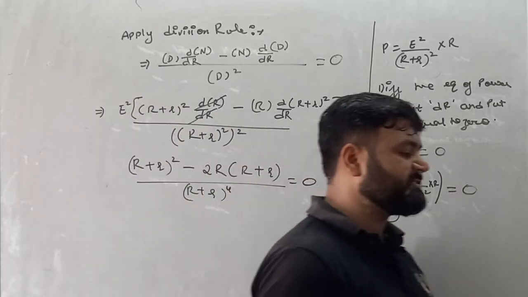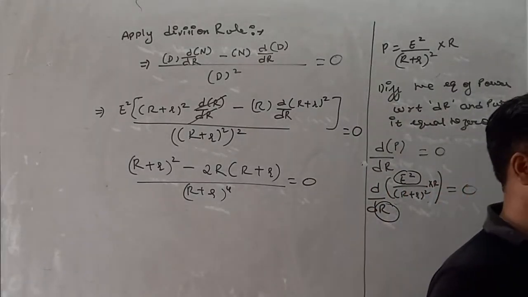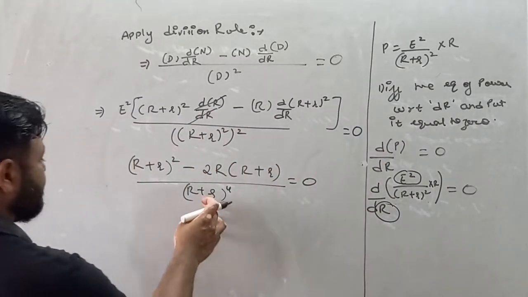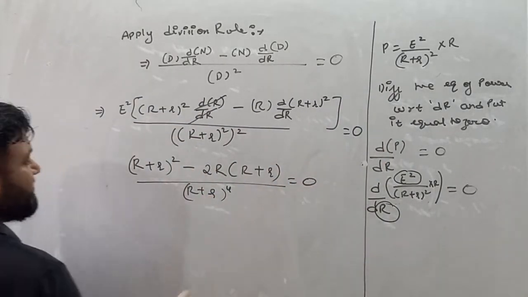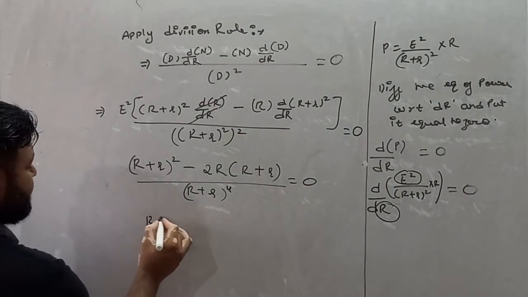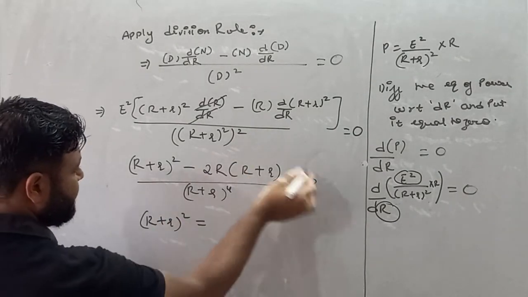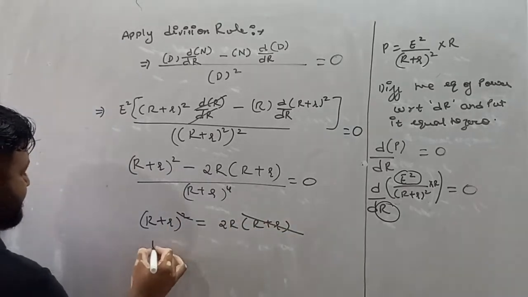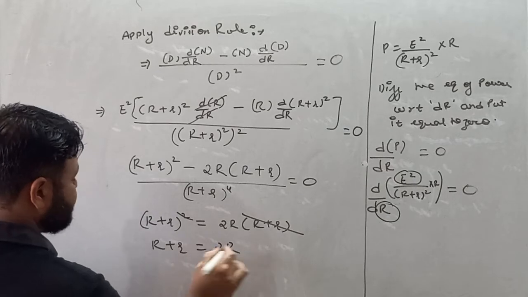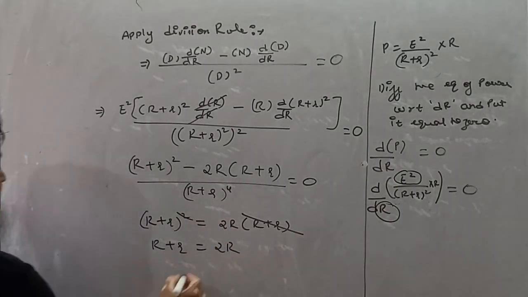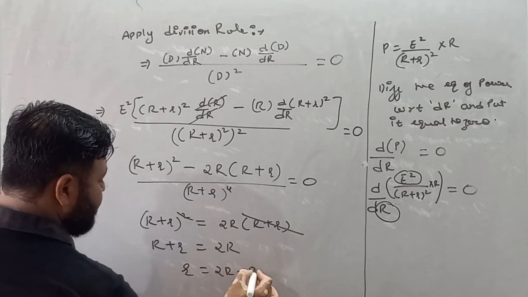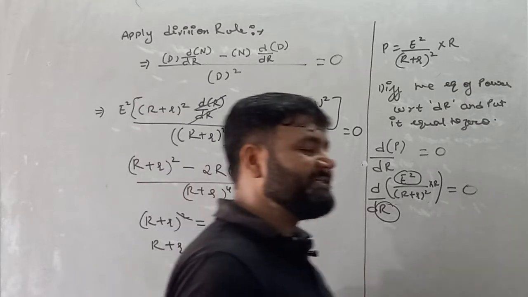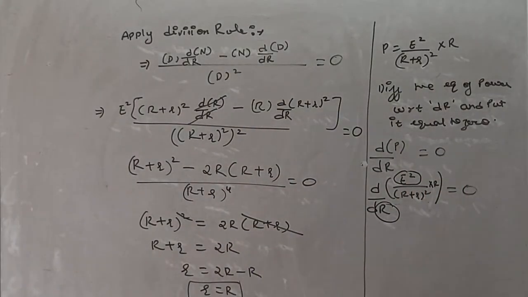So (R+r)² minus 2R(R+r) is equal to 0. Now take (R+r)⁴ to the other side, so this becomes 0 again. So (R+r)² is equal to 2R(R+r). Now see, one (R+r) and one (R+r) get cancelled, so R+r becomes equal to 2R. Let's take this R to this side, so r becomes equal to 2R minus R, so r is equal to R. This is the condition of the maximum power transfer theorem.